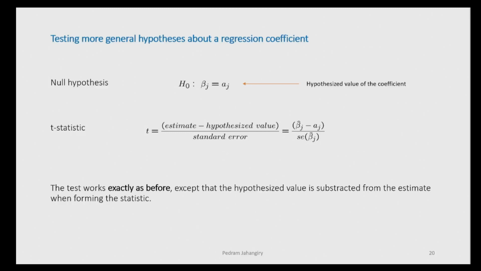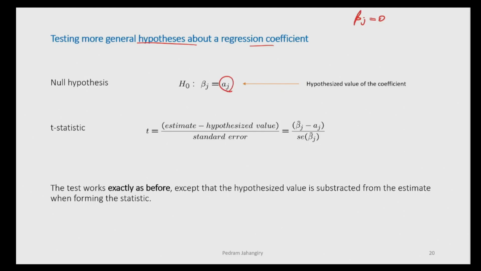Okay, now let's quickly go over the last two slides. Here we are going to test the more general hypothesis on a regression coefficient. So we are not testing if it is equal to 0 anymore. We want to test if it is equal to any number, equal to aj. Again, this is just a cosmetic thing.